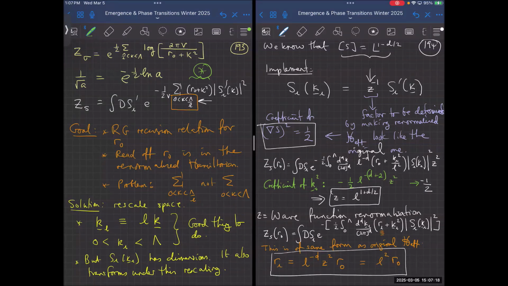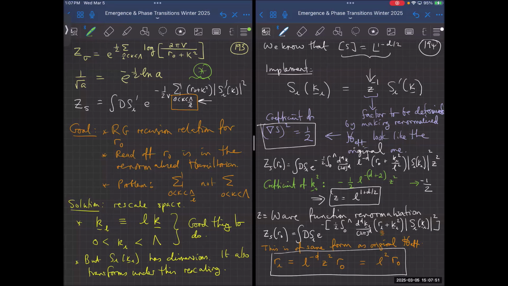And this makes complete sense because that coefficient, we know, normally goes like T minus T_C, which is 1 over the correlation length squared, because the correlation length in mean field theory goes as 1 over the square root of T minus T_C. And so we would expect that if it goes like 1 over the correlation length squared, as I scale length, it will scale by a factor of L squared. So that's how we read off the renormalization group recursion relations.